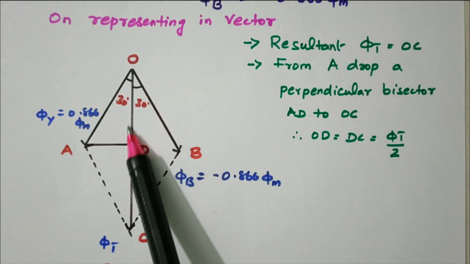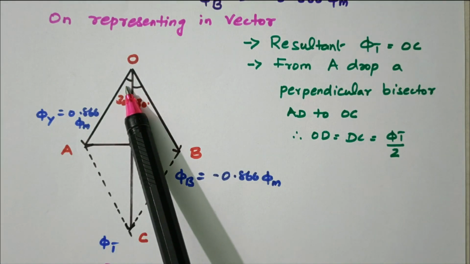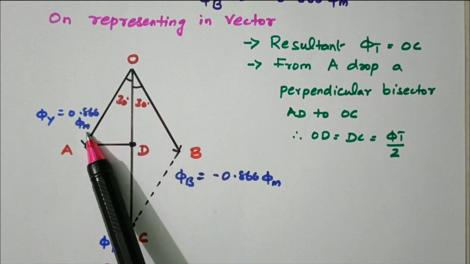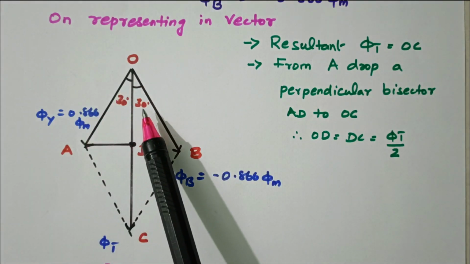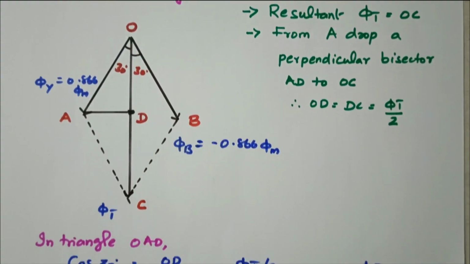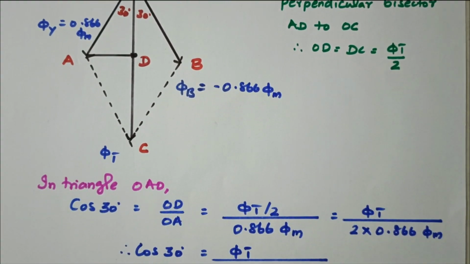So now we consider this triangle OAD. This angle is 30 degrees. This is the opposite side, this is the adjacent side, this is the hypotenuse. So cos 30 is the adjacent side OD divided by OA. OD is nothing but the bisector, phi t divided by 2. OA is 0.866 phi m. So this 2 will come in the denominator: phi t divided by 2 into 0.866 phi m.